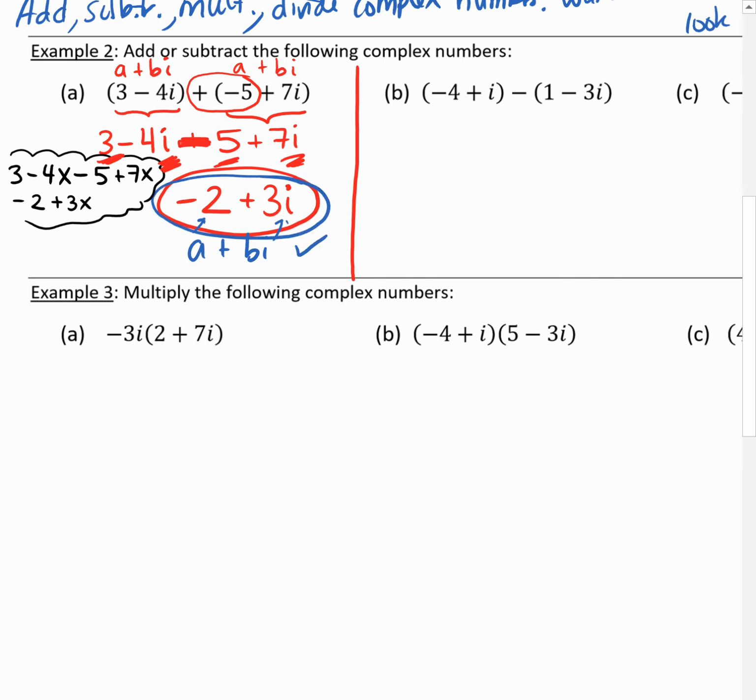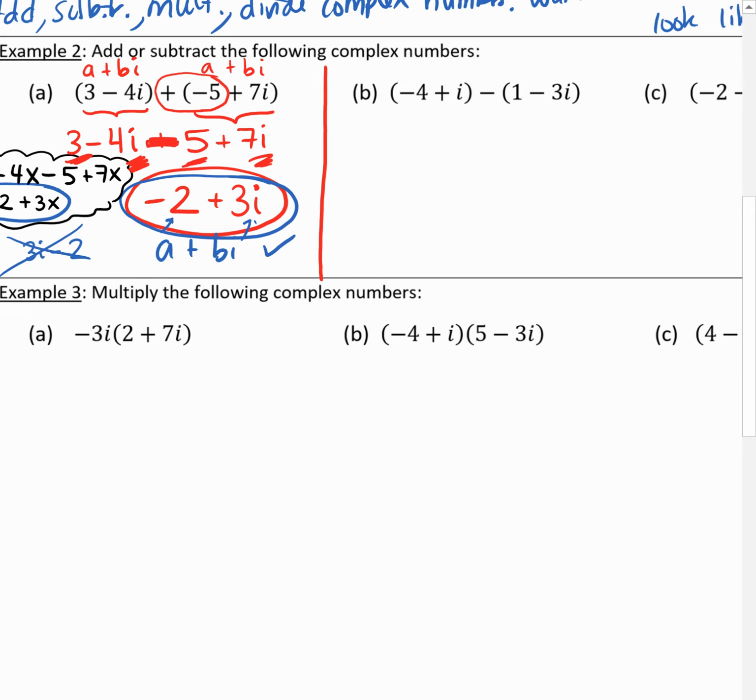But if you had written your answer backwards, what if you put the 3i first and then the -2? Even though we're used to that as far as x's go, where you put it in descending order of powers, when it comes to complex numbers, you don't want to write it in that form. You want the real part first, so the -2 comes first, and then the imaginary part, the 3i, should be second.